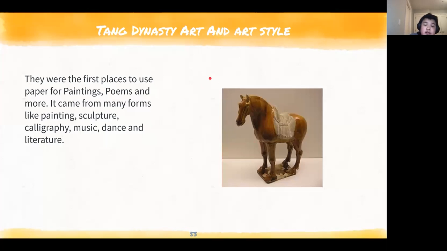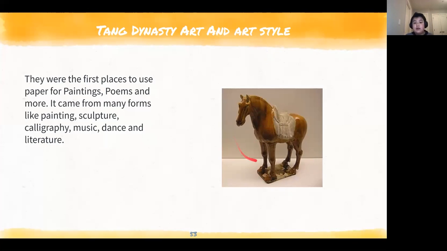So the art style and the art in the Tang Dynasty: they were the first place to use paper for paintings, poems, and more. There could be stories that could be found on paper. And art comes in many forms in the Tang Dynasty, from paintings to sculptures to calligraphy, music, dance, literature, as we can see here.